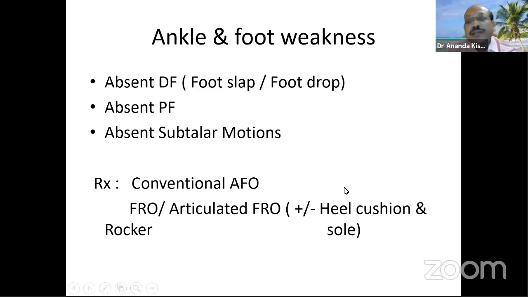And the rocker sole, I will come. What is a rocker sole? It is basically an elevation which is added on the sole aspect of this non-articulated FRO, just opposite to the metatarsophalangeal joint, because of the rocker action, like a rocking horse, which is a common toy for the child.